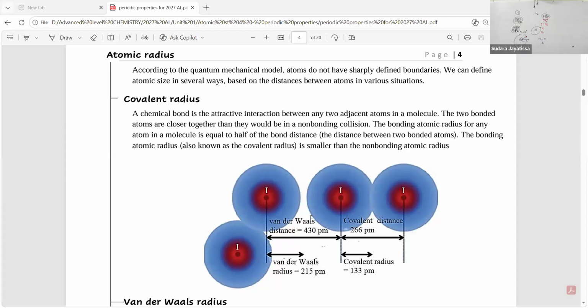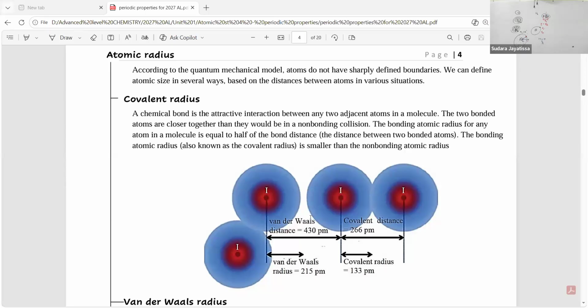So can you see, when they are overlapping, you have the covalent distance. What is the covalent distance? 266 picometers. PM is picometers. You know, it's a very small length, 10 to the power minus 12 meters. Okay? It's very small. And the covalent radius is exactly half of that.